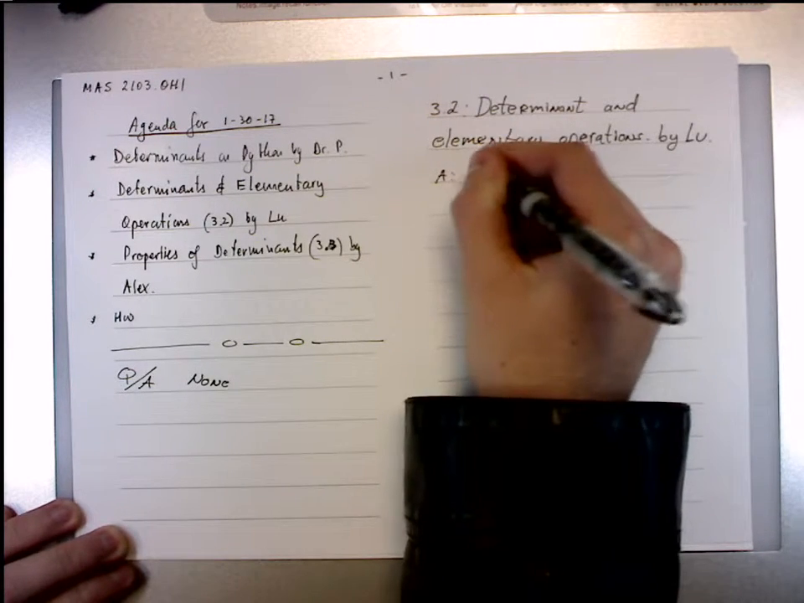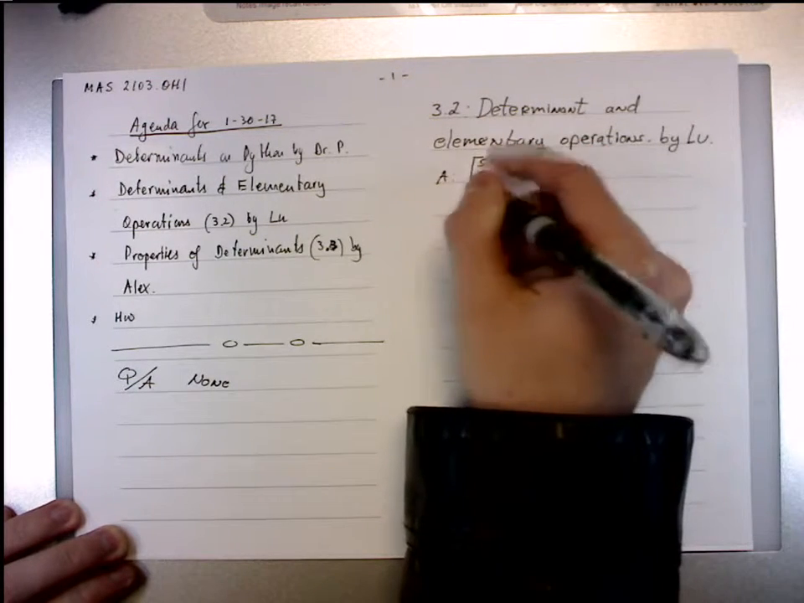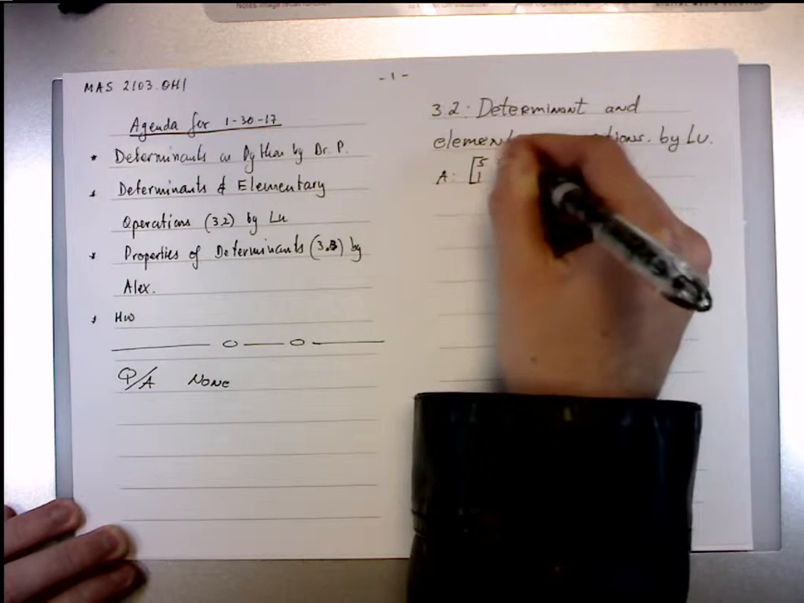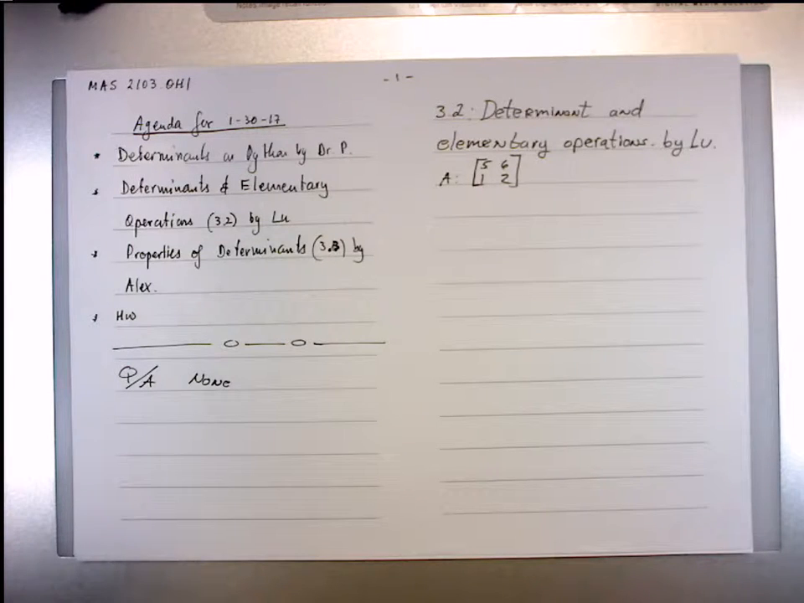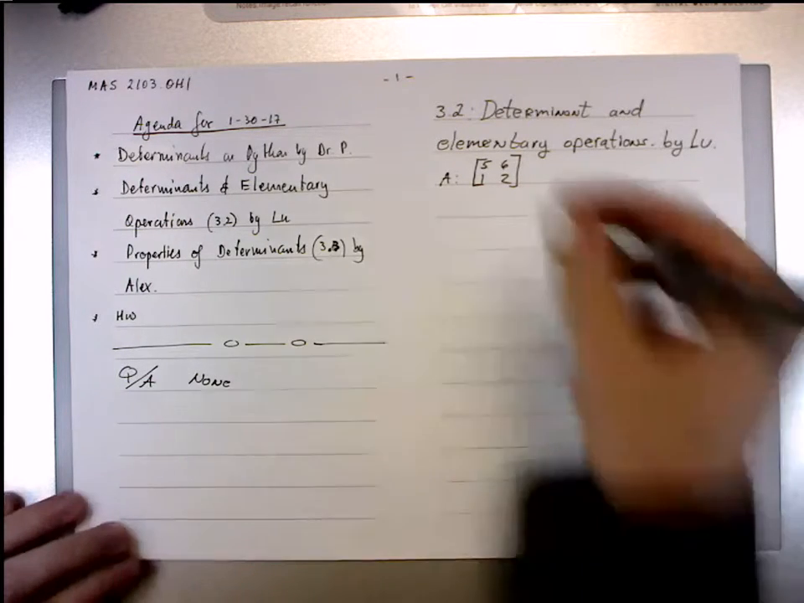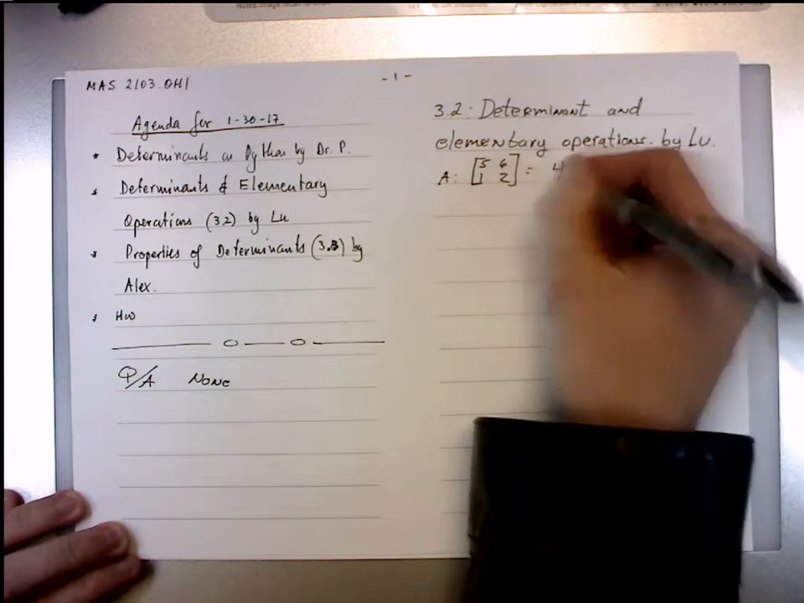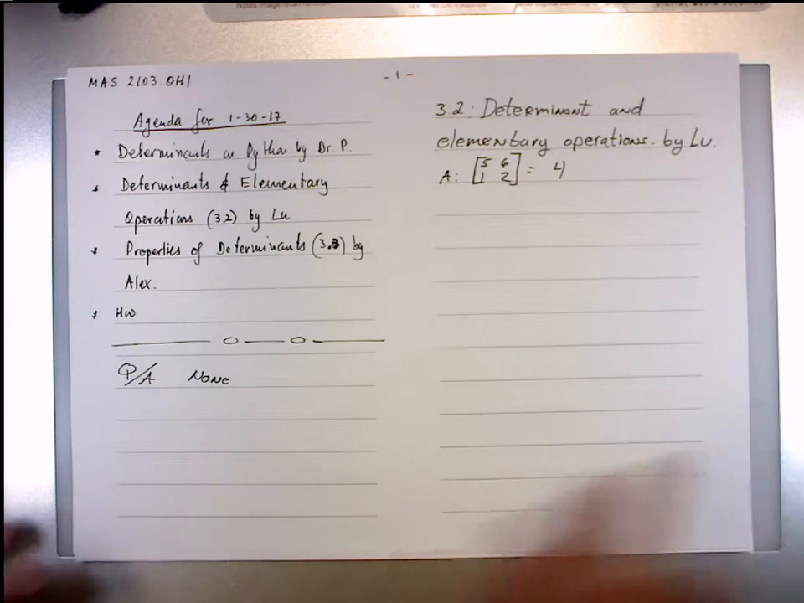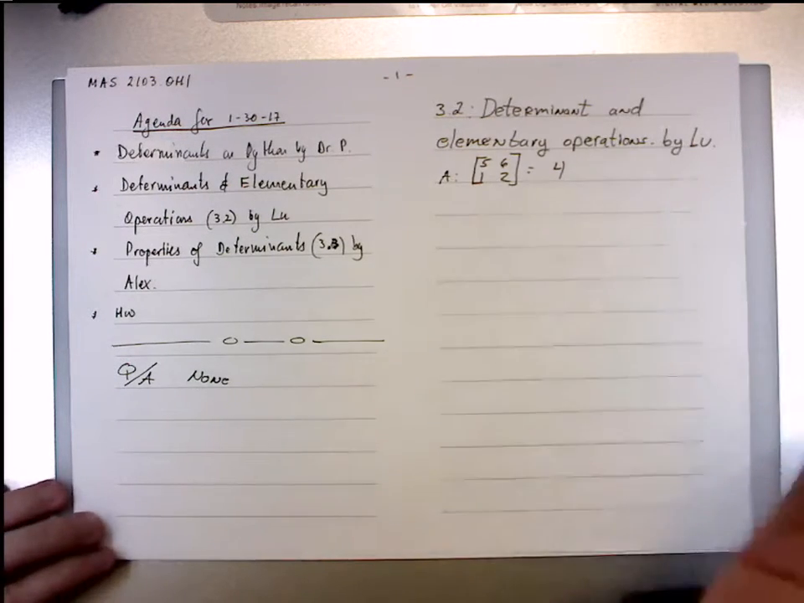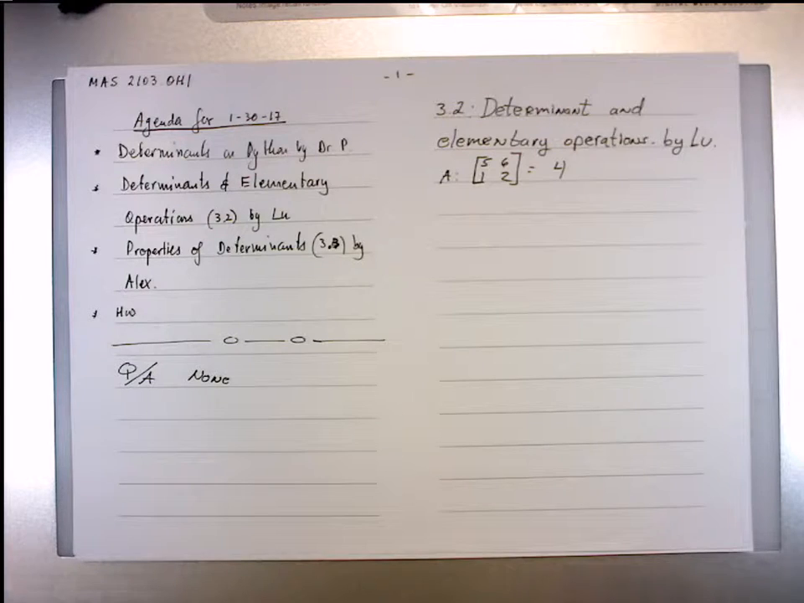So suppose we have matrix A, which is a 2 by 2, and what we want is to find the determinant, and to see how operations with elementary matrices would change the determinant. Just so you know, the determinant for this matrix is 4. It's a 2 by 2, you can see it: 10 minus 6 is 4. So now let's do some elementary operations on it.